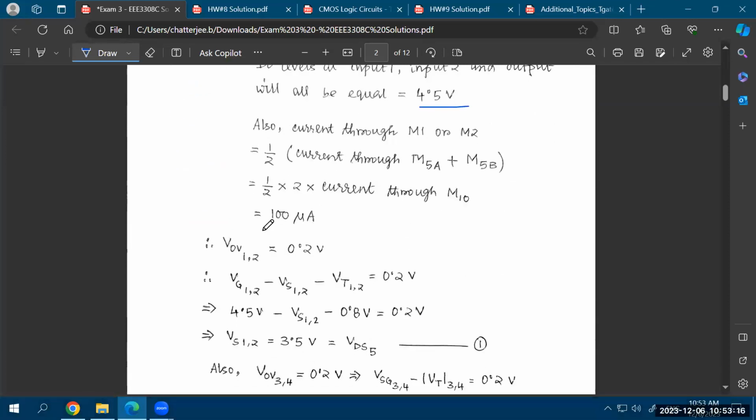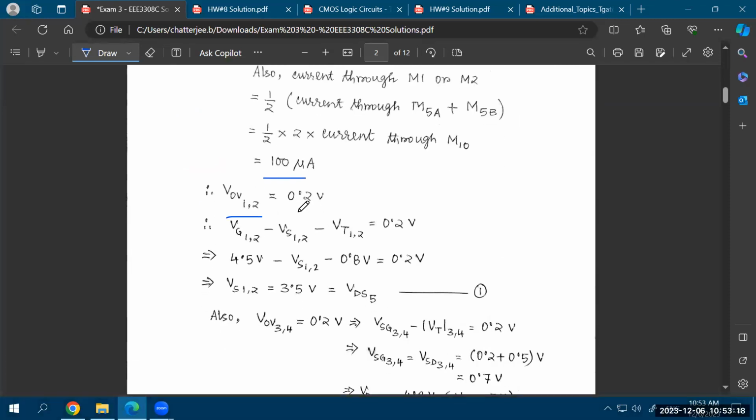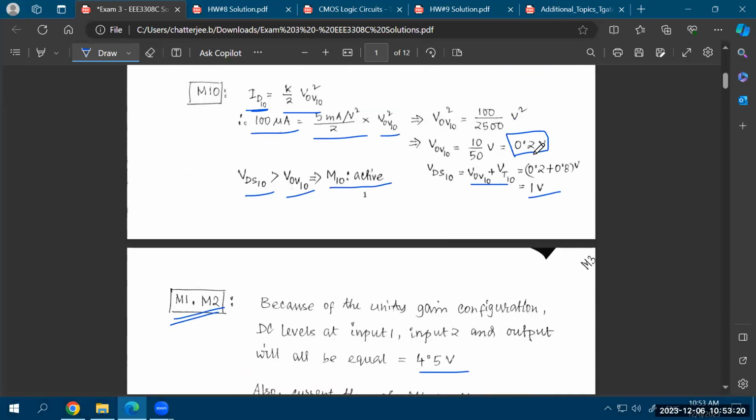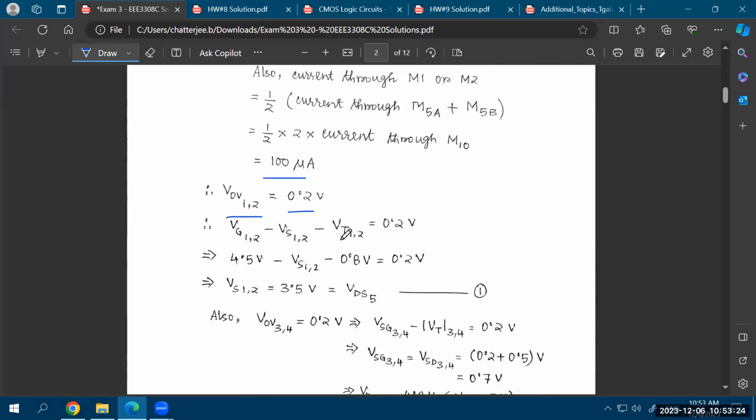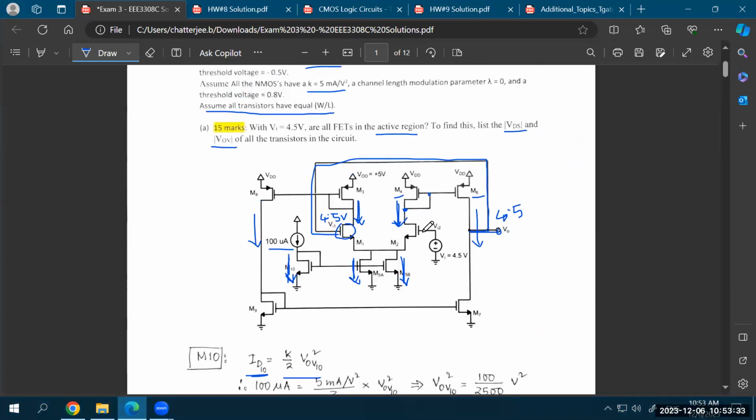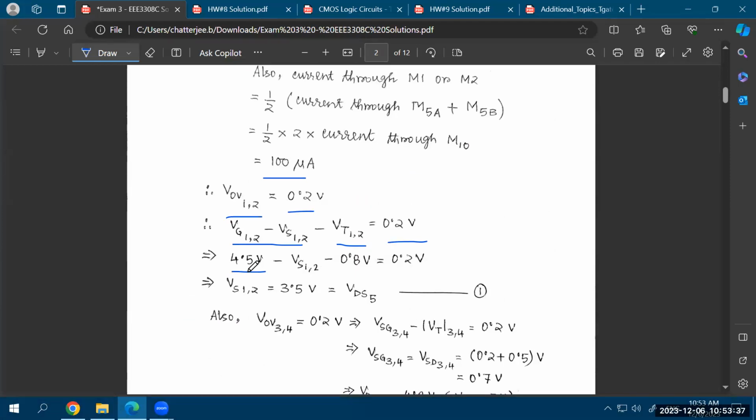Also, the current through the devices is 100 microampere, which means that the overdrive will be the same as the overdrive that you calculated over here, that is equal to 0.2 volts. Now, overdrive is VGS minus VT, so you can write that down. This is VGS minus VT, that's equal to 0.2 volts. You know the gate voltage at the input transistor. The gate voltage is this 4.5 volts. So if the gate voltage is 4.5, the source is unknown, and the VT is 0.8 that is given. On the right-hand side, you have 0.2 volts. So you can find out what the source voltage is.